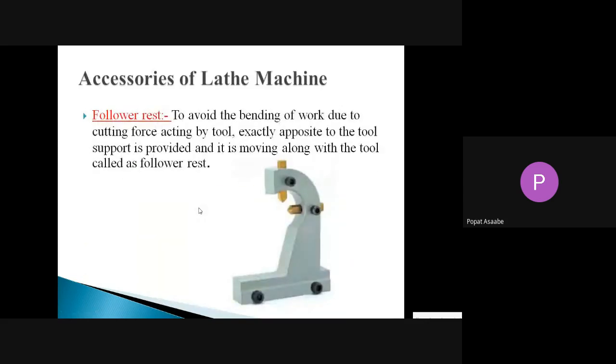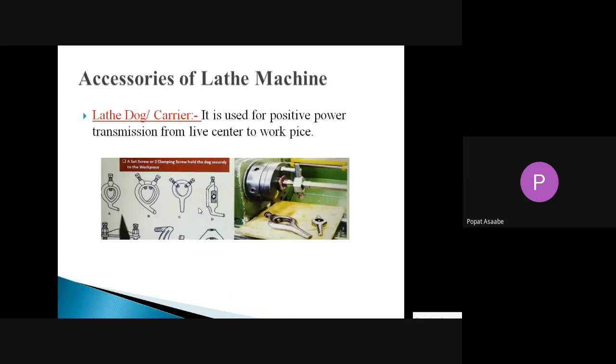Today's lecture we will discuss the taper turning methods. What are the different methods we can use for making a taper with the help of the lathe machine? If anybody has some idea regarding taper turning, please tell me. Which methods can we use generally for taper turning? Yes, anybody having any idea? Please tell me the methods used for taper turning.